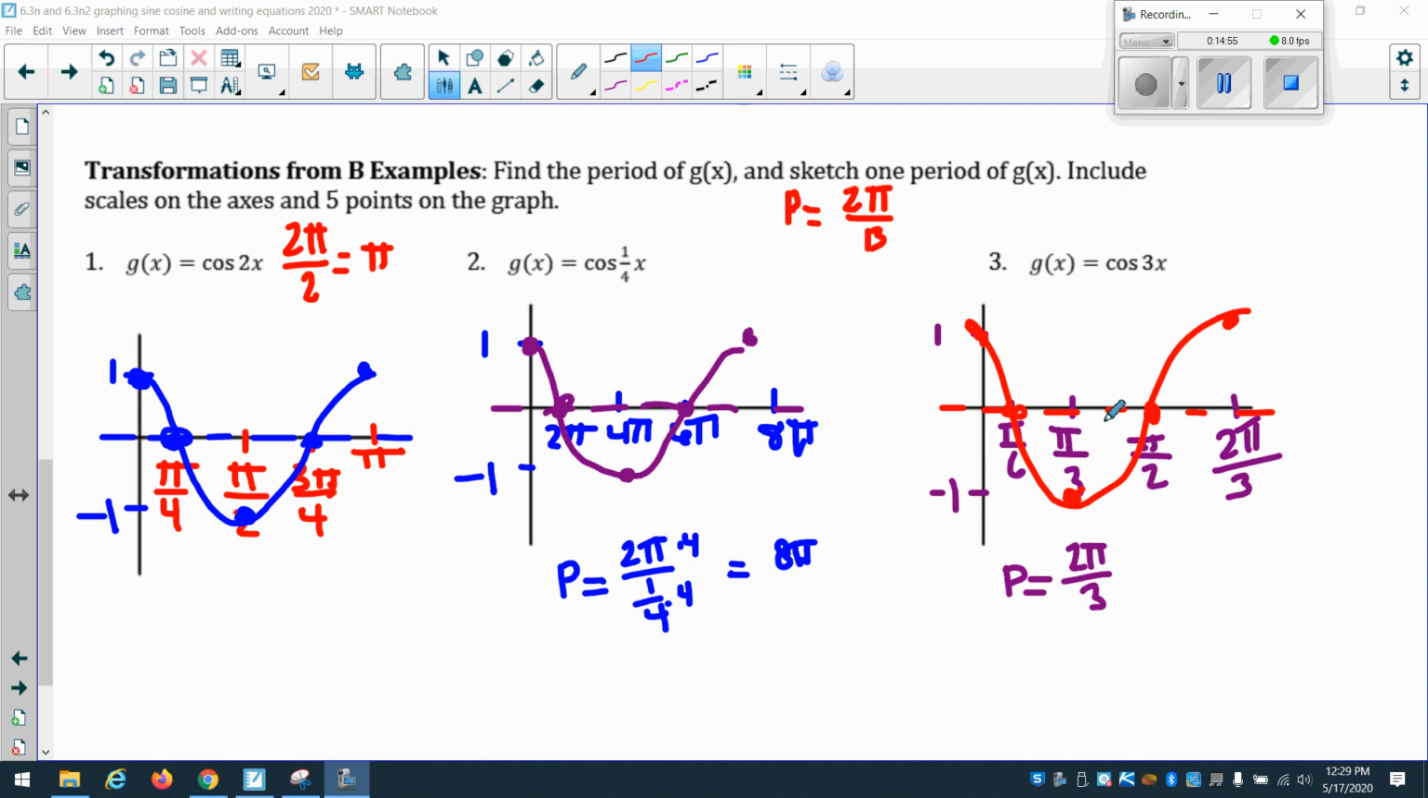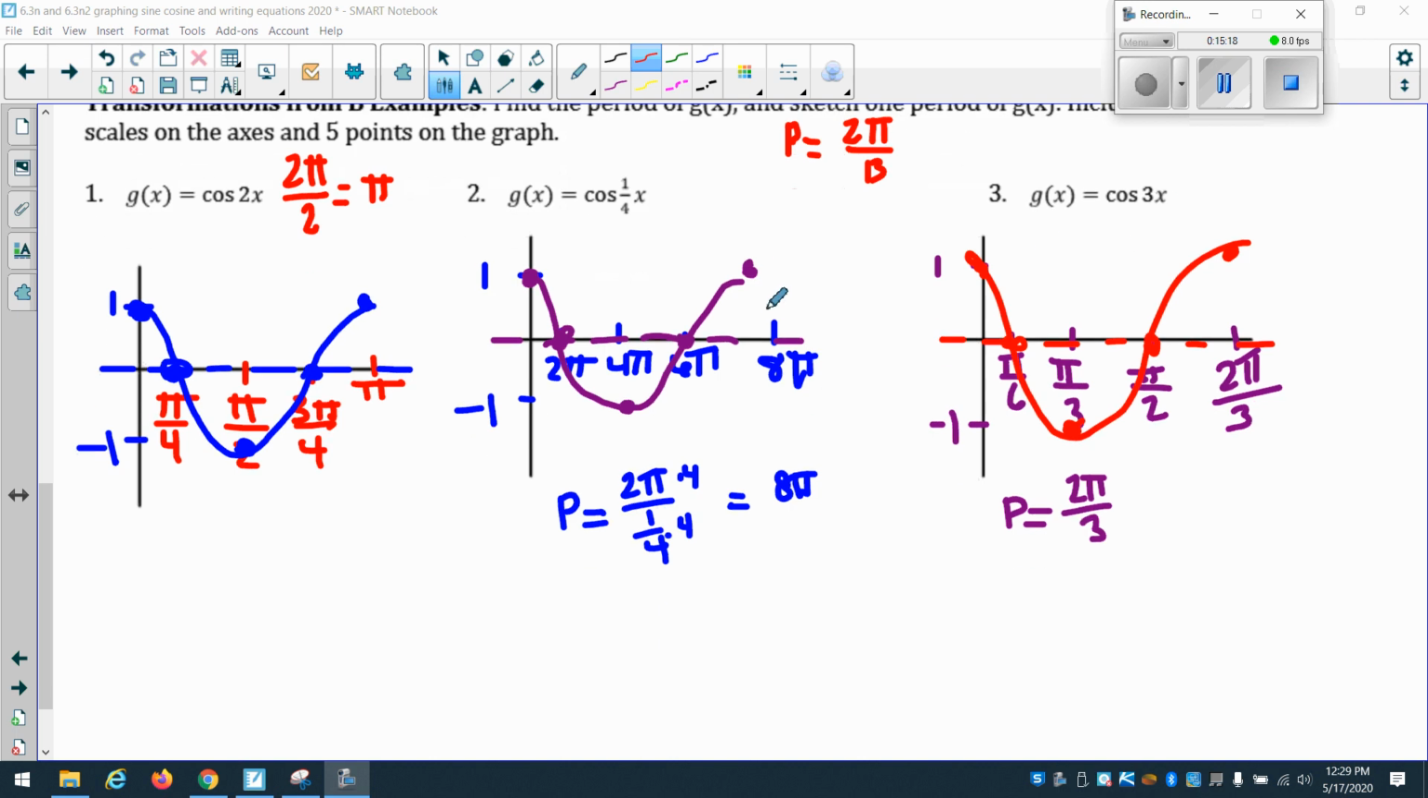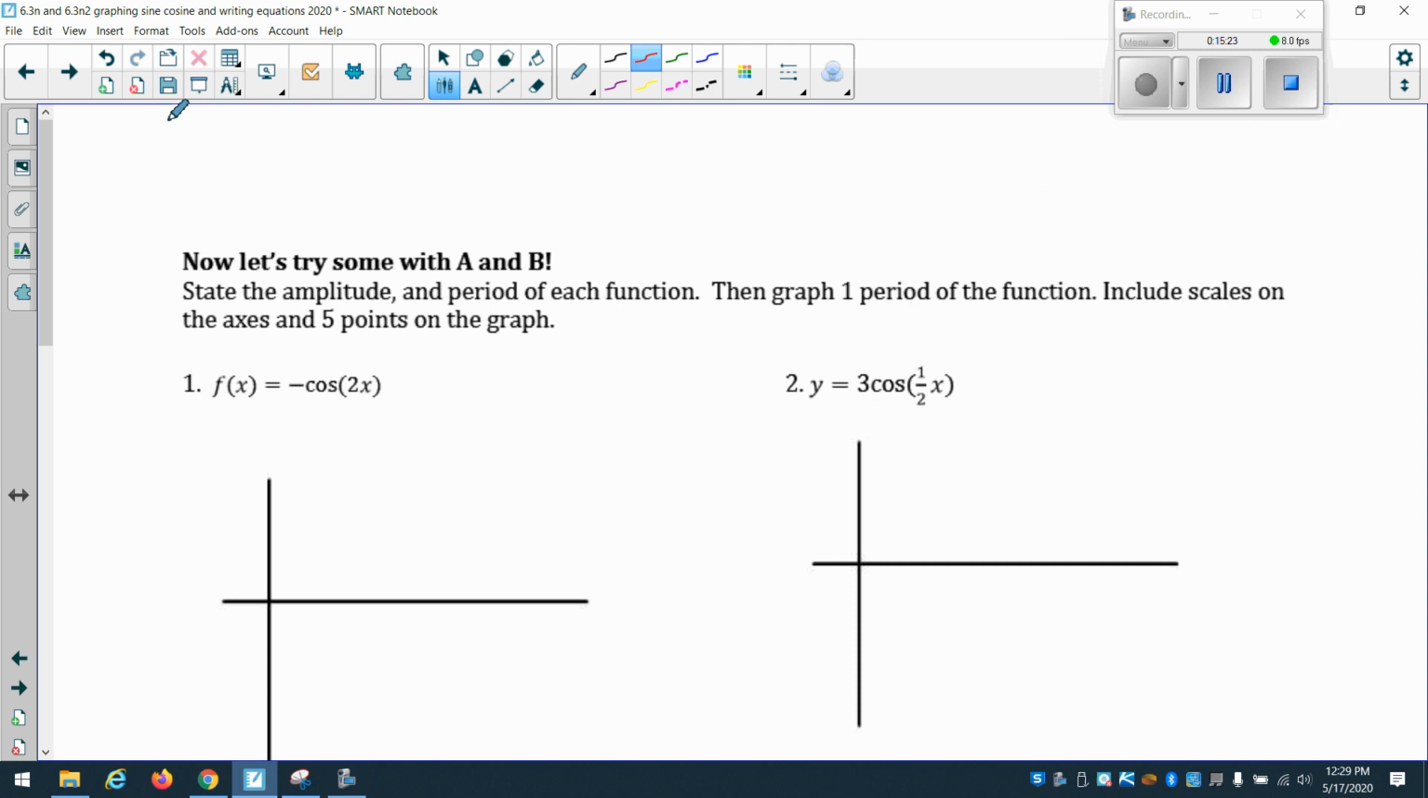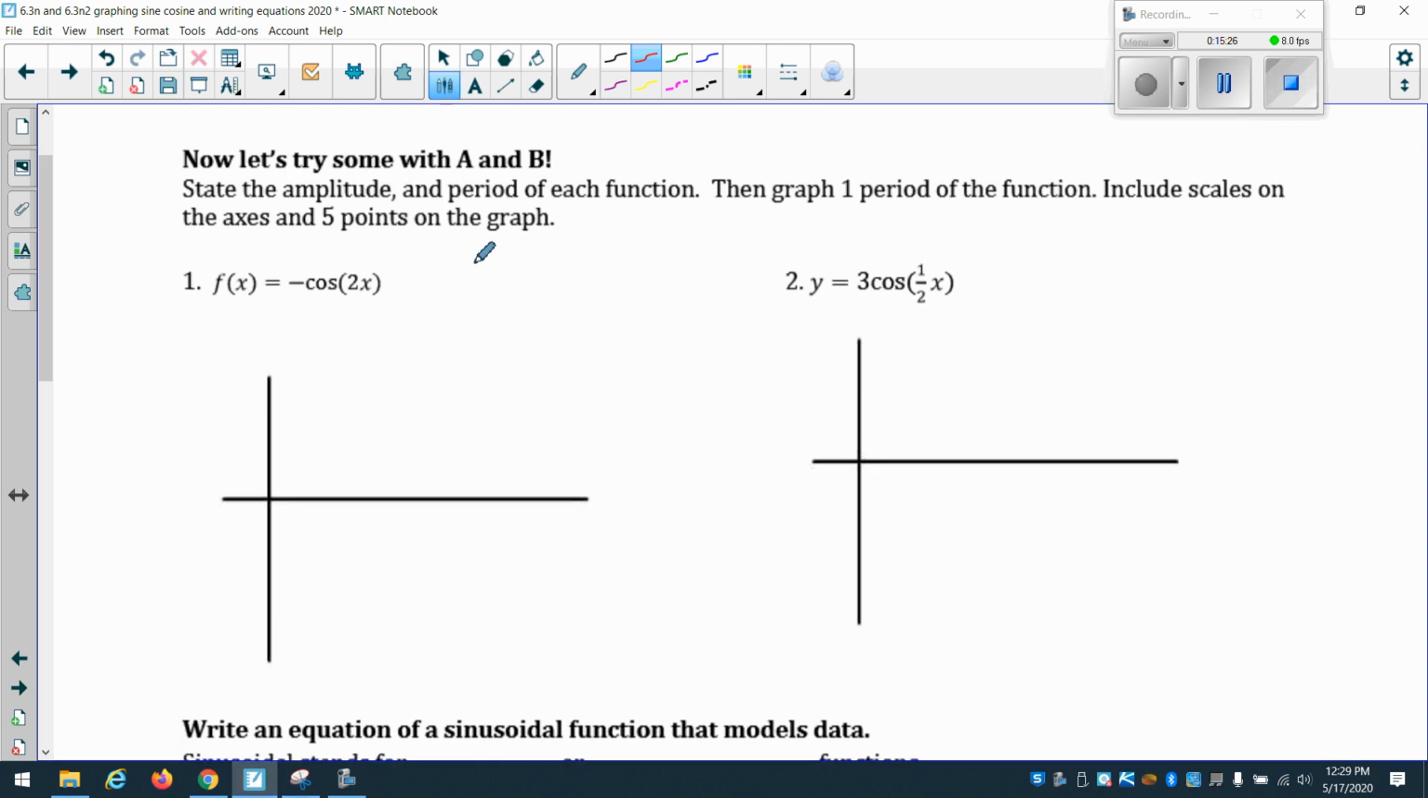Okay, for number 3, we should have gotten a period of 2 pi divided by 3. And to find the increments, if you do 2 pi divided by 3 and divide by 2, you get pi over 3. So cut it in half. And then pi over 3 divided by 2 gives you pi over 6. And then pi over 6 times 3 gets 3 pi over 6, which gives you pi over 2. So we change the period in this section. Okay. Now we're going to try it all together with the amplitude changing and the period changing.